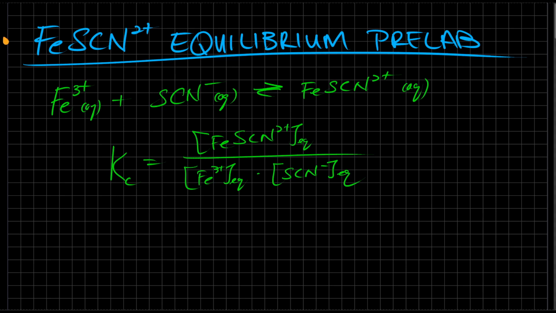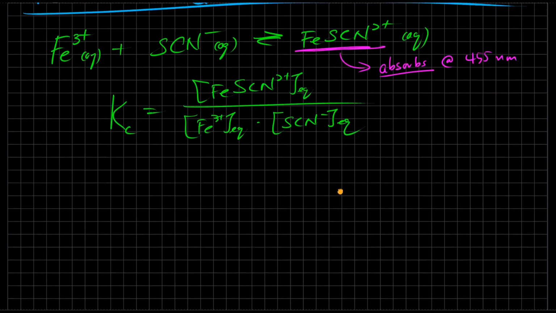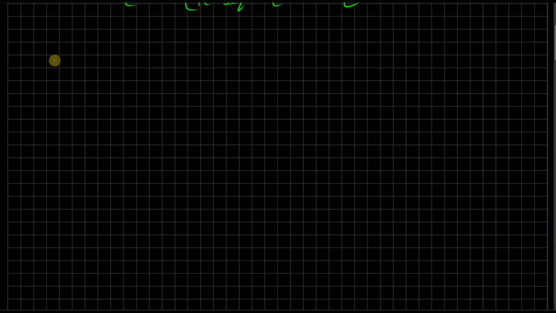Now, to be able to calculate these concentrations, we can actually track the concentration of this complex ion because it has a nice vibrant color that absorbs at around 455 nanometers. So we can track the progress of this experiment by tracking the absorbance of this compound. But we don't need the absorbance, we need the concentration. So before we can do that, we need to figure out how absorbance relates to concentration, or Beer's law.